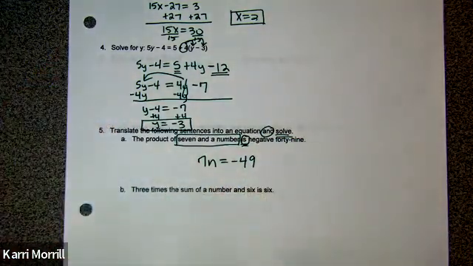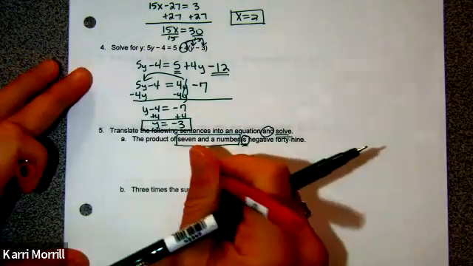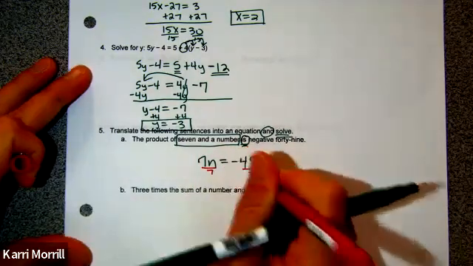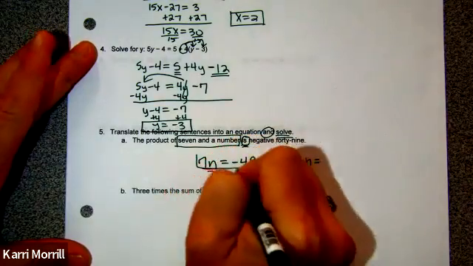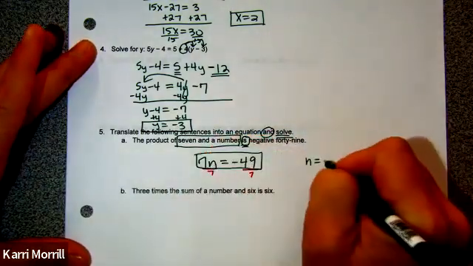I know it's been a while since you did those, so maybe you don't remember what letter they required. Then we just divide by 7 to solve, so we set up our equation, and n equals negative 7.